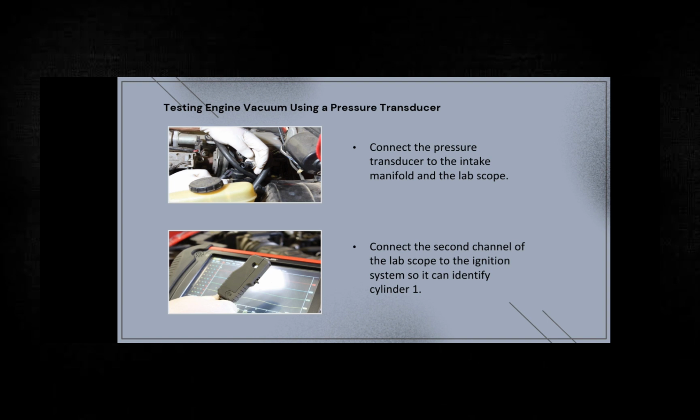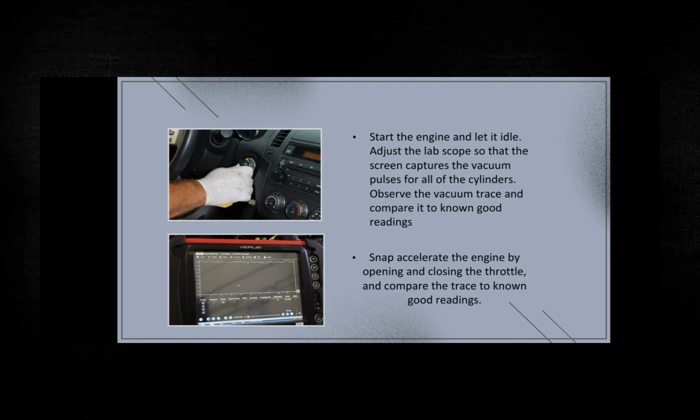Image 1. Connect the pressure transducer to the intake manifold and the lab scope. Connect the second channel of the lab scope to the ignition system so it can identify cylinder 1. Start the engine and let it idle. Adjust the lab scope so that the screen captures the vacuum pulses for all the cylinders. Observe the vacuum trace and compare it to known good readings.